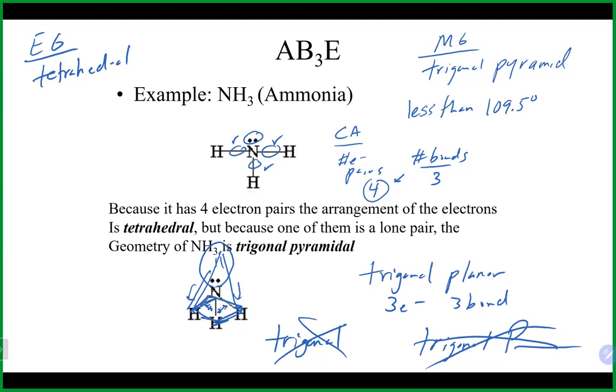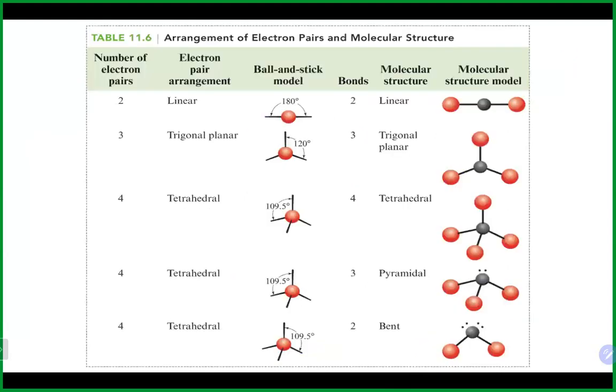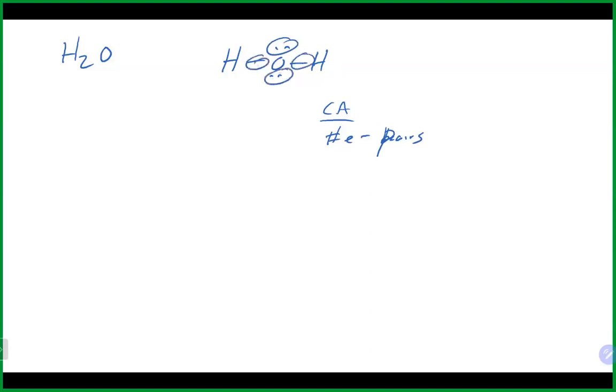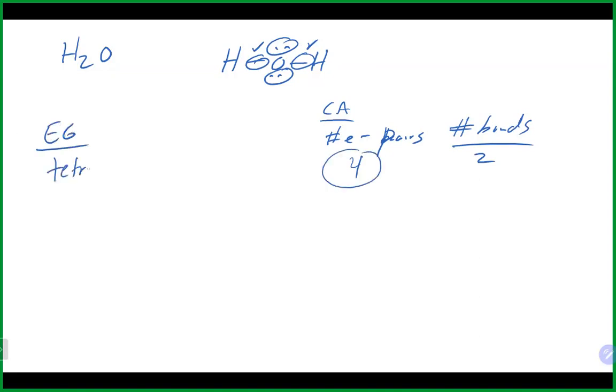One last geometry here to finish up that you're responsible for. I'm not sure where it went, so we'll do it here. I think it got lost. Water. We'll look at water. And when we draw water, it looks like this. And if we look at the central atom here, the number of electron pairs is going to be 1, 2, 3, and 4 electron pairs. The number of bonds here will be 1 and 2 bonds. So once again, something with 4 electron pairs, the electron pair geometry will still be tetrahedral.